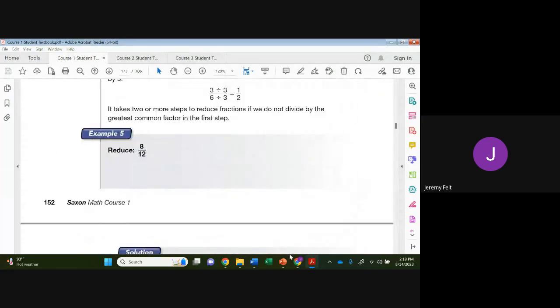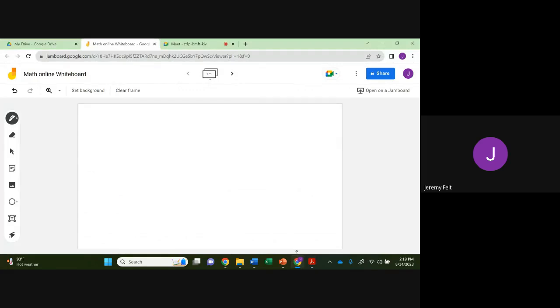So let's look at 8/12. Okay, I want the greatest common factor. I know they're both even. 2 goes into them. 3 doesn't go into them. It does go into this one, but not this one. 1 plus 2 is 3, so it goes into 12, but doesn't go into 8. 4 times 2, 4 times 3. Okay. 6 goes into this, but not 8. 8 goes into this, but not this. So it's looking like 4 is our greatest common factor.